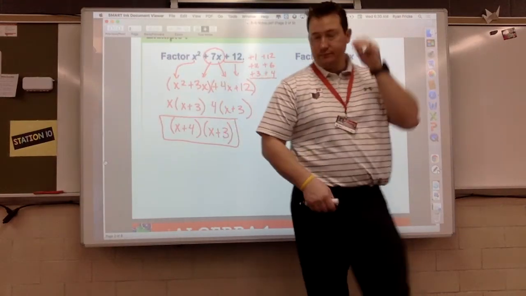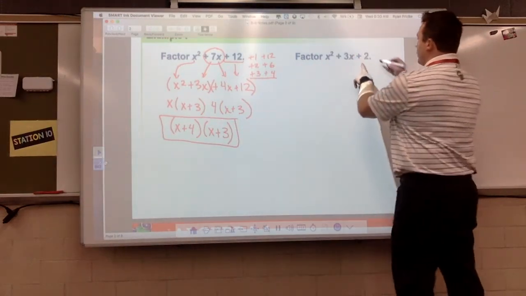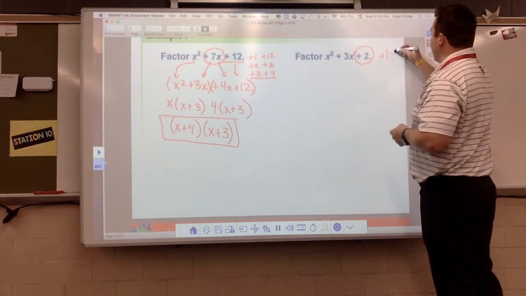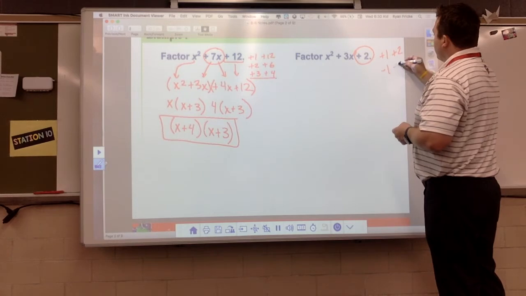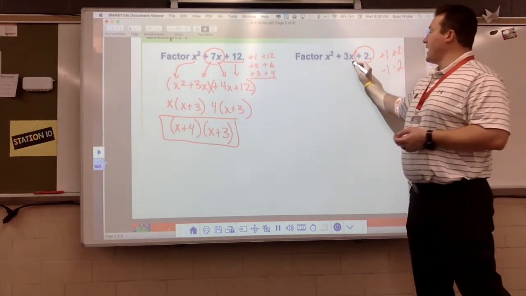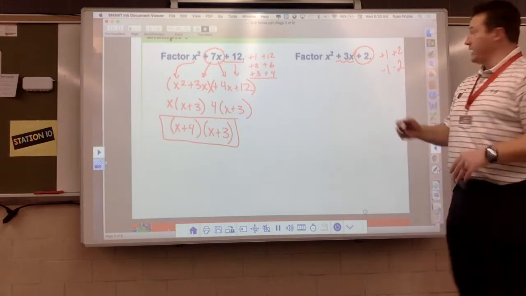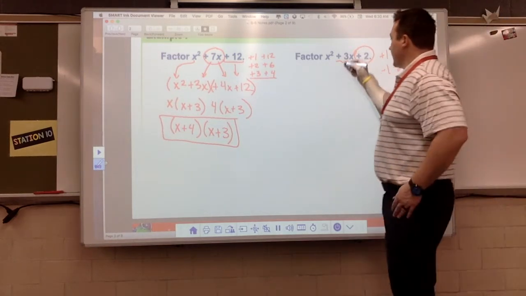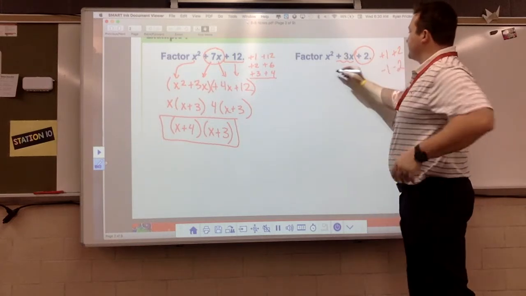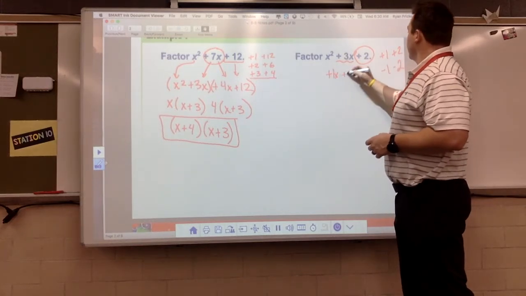All right, on to this one. Same thing, all the factors that multiply to positive 2. Well, again, this one's easy. It could be positive 1, positive 2, because there's not a lot. I'm going to write the negatives up here. Now, which one of these will add up to positive 3? Yep, you figured it out. It's this one. Again, replace this middle term with these two here. So this is going to be plus 1x plus 2.